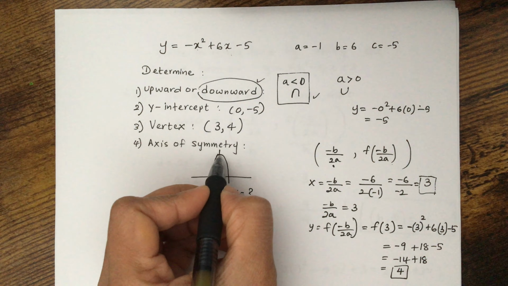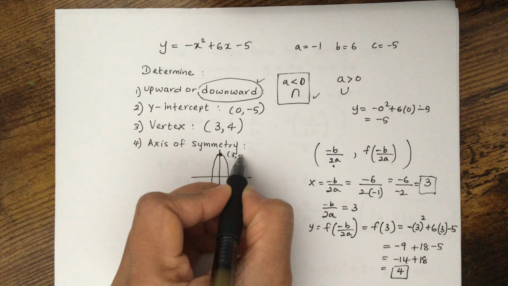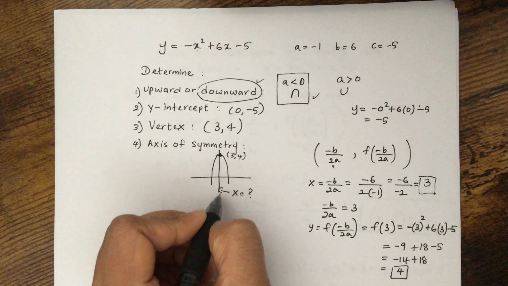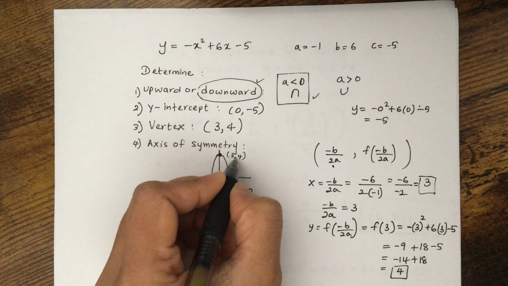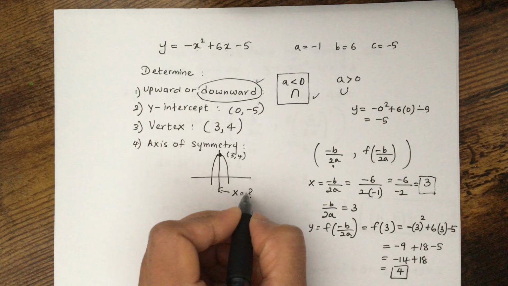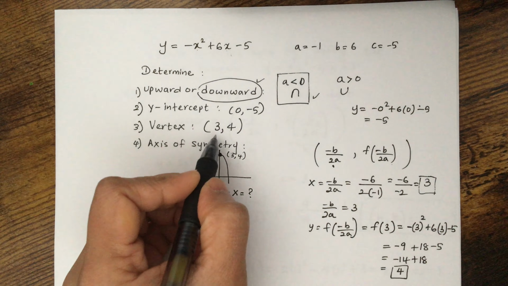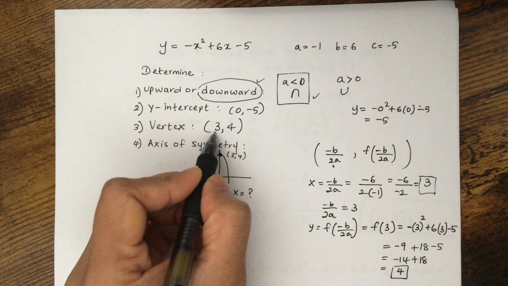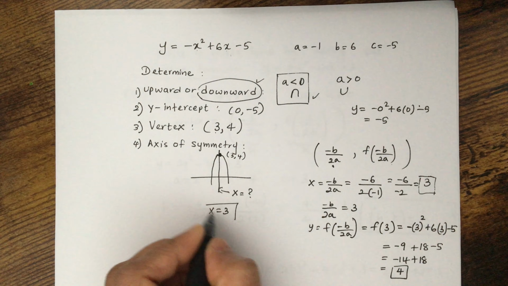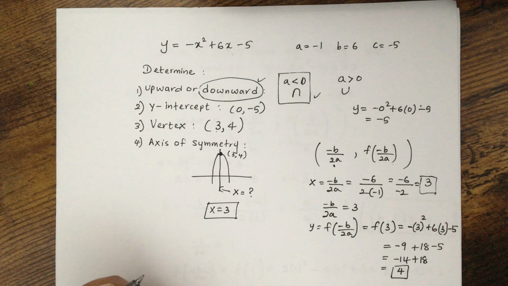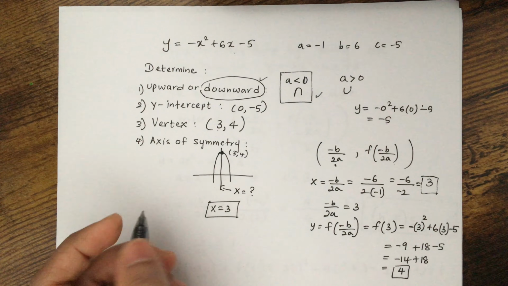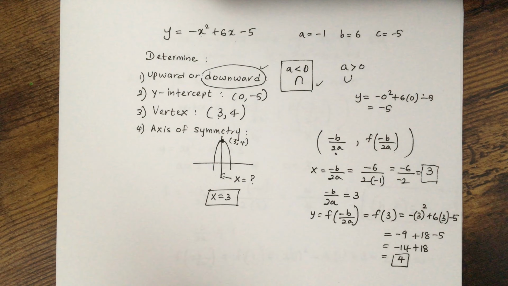Right? So you know your vertex is (3, 4), right? So your axis of symmetry goes through this point, (3, 4). Therefore, this vertical line is x equals 3, because the x coordinate of your vertex is 3. So the axis of symmetry is x equals 3, right?